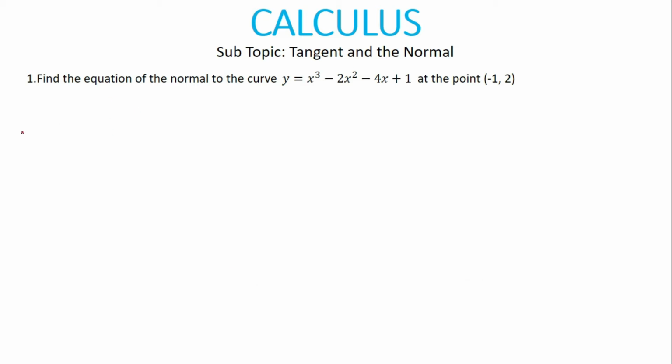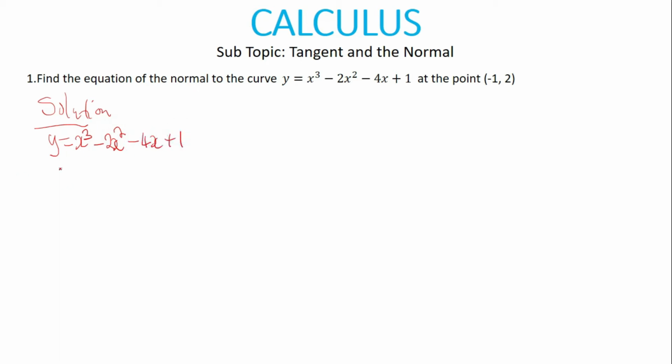So now let's jump into the solution on how to solve this question. Every time they give you this question, it means that you need to differentiate for you to find the gradient. And the first gradient you are going to find will be for the tangent. So now we need to find the gradient for the tangent before we find the gradient for the normal. So now you get the same equation that you've been given, which is y is equals to x to the power 3 minus 2x to the power 2 minus 4x plus 1.